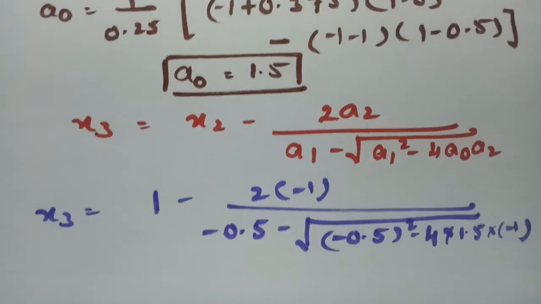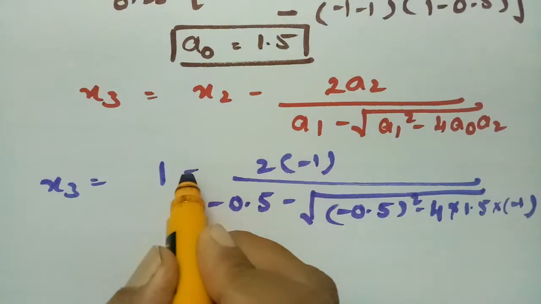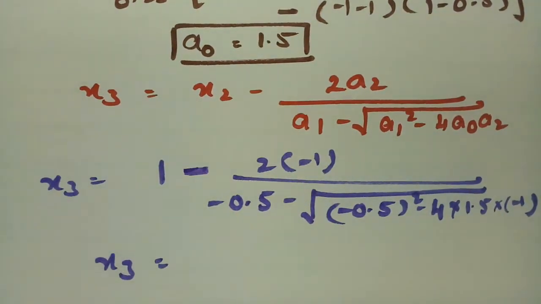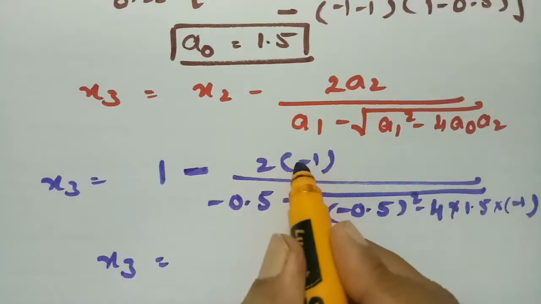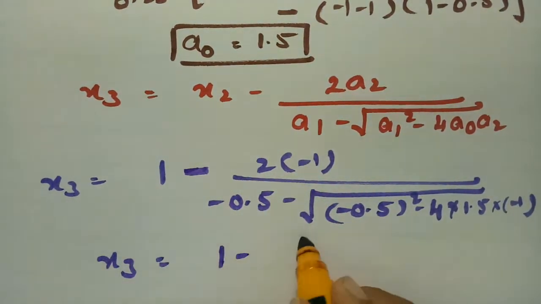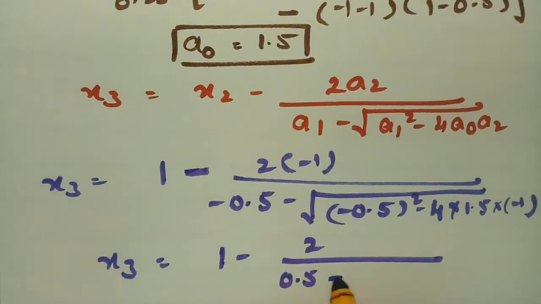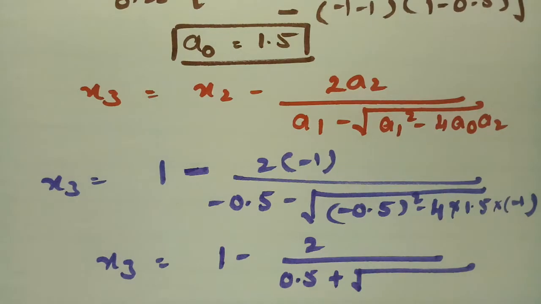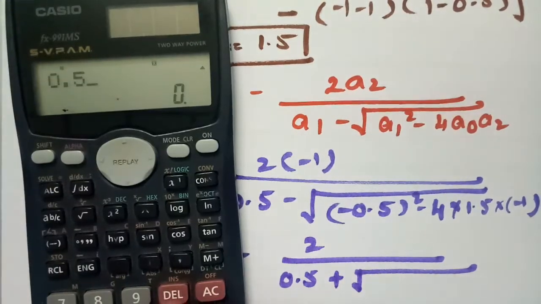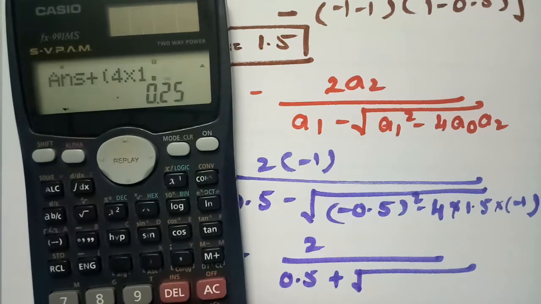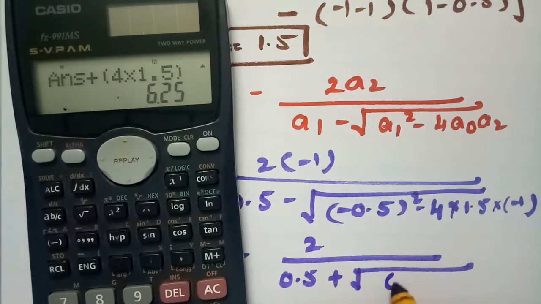So now we need the value of x3. So x3 will be, see here, this is minus of minus. So this is 1 minus 2 by, so minus minus I'll cancel this one. So this will be plus 0.5 whole square. See here, this is 0.5 square, it is 0.25, and minus into minus plus. Plus this is 4 into 1.5. The value here is 6.25.